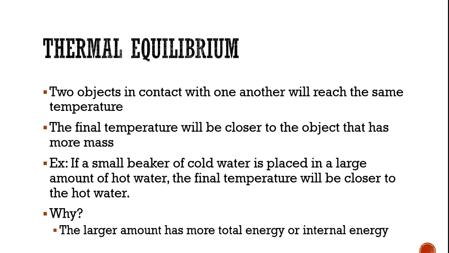So if you have a small beaker of cold water placed in a larger beaker of hot water, the final temperature that they reach at thermal equilibrium will be closer to the hot water. Why? Because whatever has the larger amount has more total energy or internal energy.